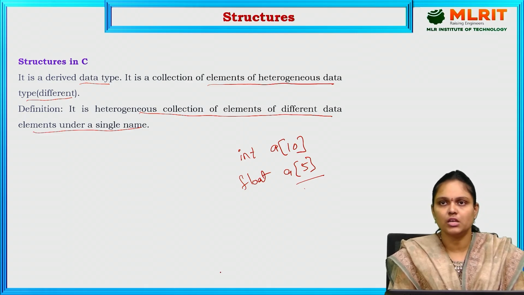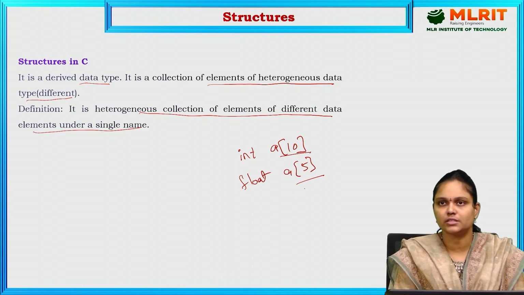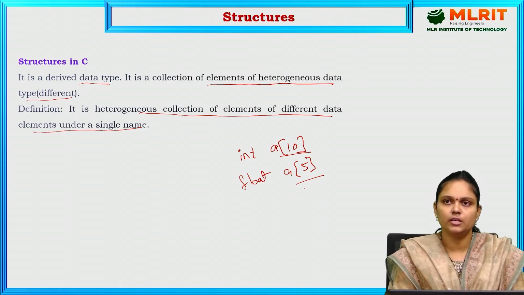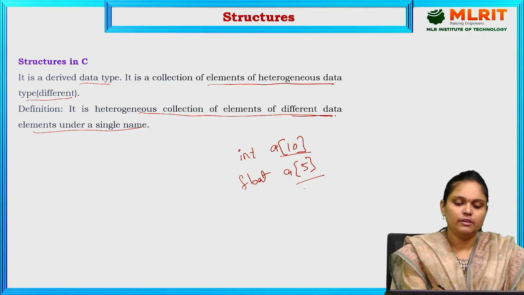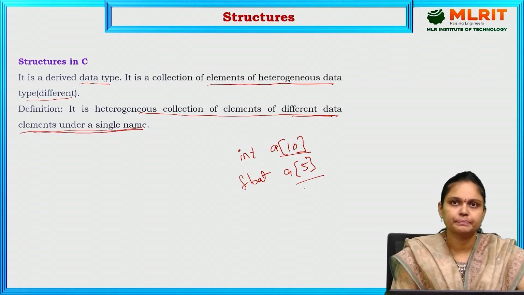In a structure, we can store complete student records. In an array, we can store only all the student marks. But coming to structures, we can store the complete student record, like student name, student marks, student phone number, student address, all such information. So it is a collection of different data type elements under a single name. Inside a single name, we are accessing all these different data type elements.